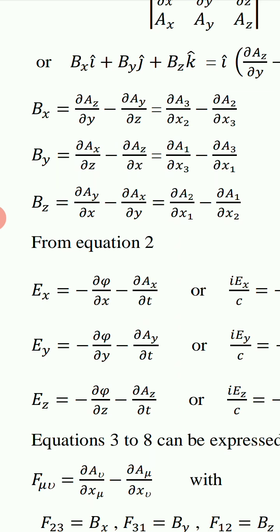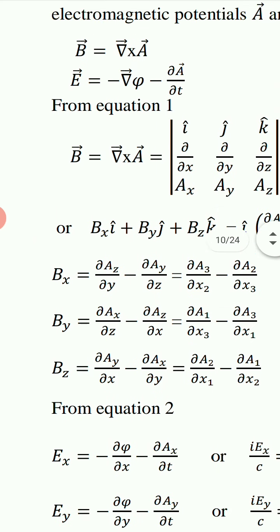Bx equal to delta Az upon delta y minus delta Ay upon delta z, which can be written as equal to delta A3 upon delta x2 minus delta A2 upon delta x3. Similarly for By and Bz.